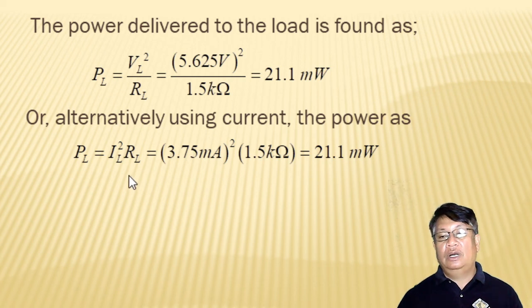Or you can use this formula of the load power, I sub L squared R sub L, where your I sub L is 3.75 milliamperes quantity squared, and your R sub L is 1.5 kilo ohms, so they are just the same, 21.1 milliwatts.